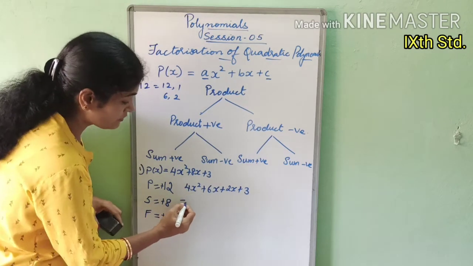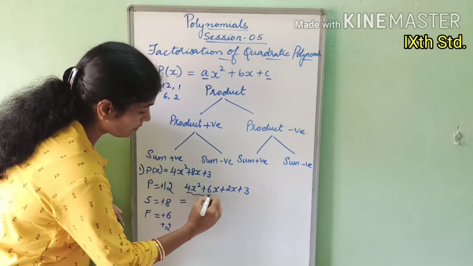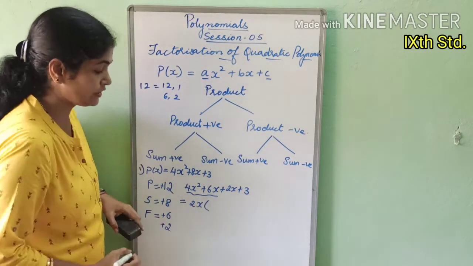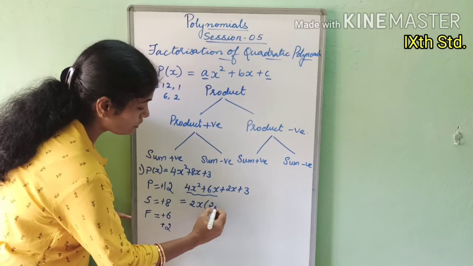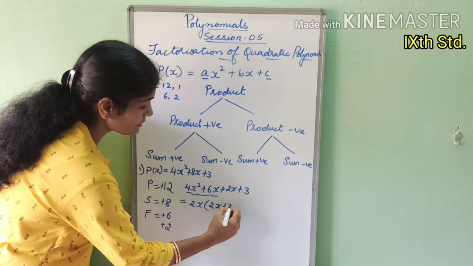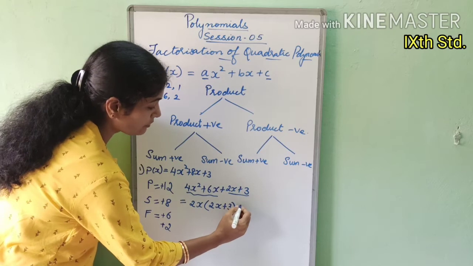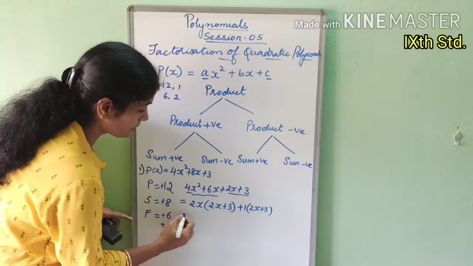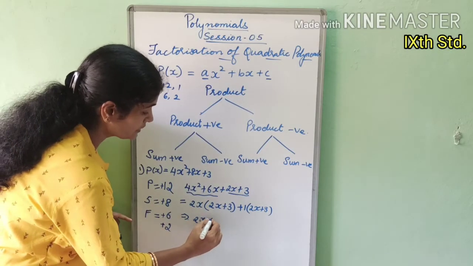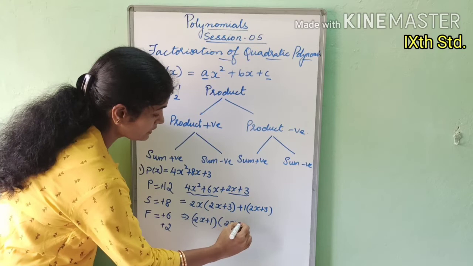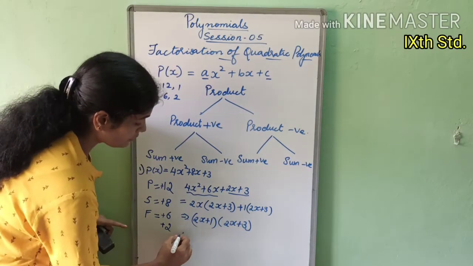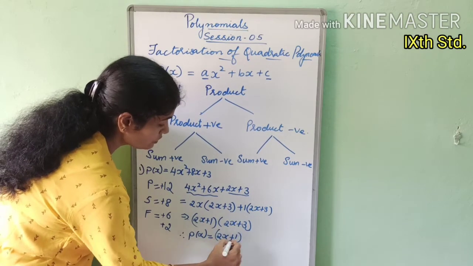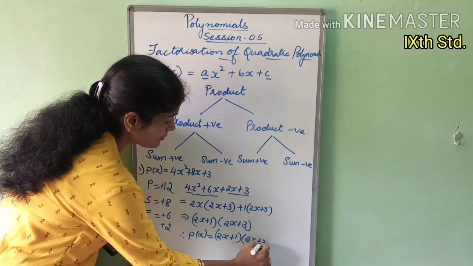Right? Then this will be equal to, now you can take out the common factor in these two. Common factor in this is 2x. So 2x into, 2x is common, so you will get 2x plus 3. And in this, 1 is common, so plus 1 into 2x plus 3. So this will lead to 2x plus 1 into 2x plus 3. Therefore, your p of x is equal to 2x plus 1 into 2x plus 3.